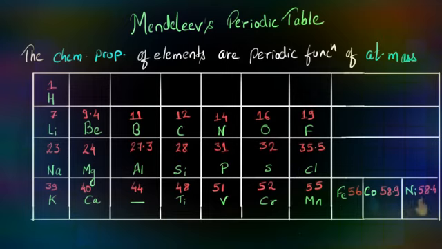such as cobalt and nickel. See, cobalt's atomic mass is 58.9, which is heavier than nickel, which is 58.6. So technically speaking, cobalt should come here and nickel should come here. Nickel should be placed before cobalt.